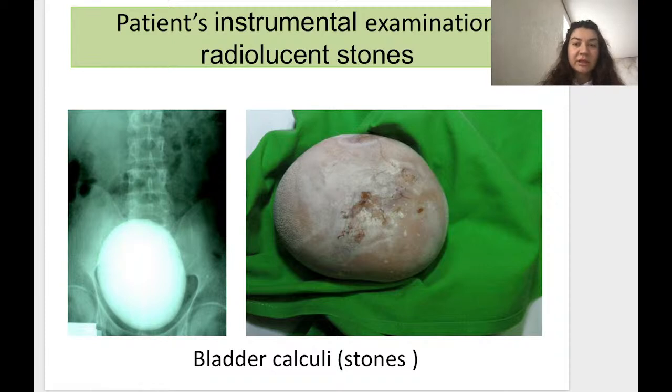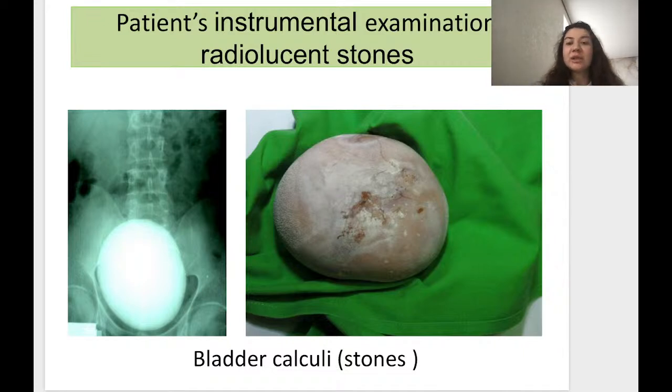And here you see an example. It is a simple X-ray without contrast with visualization of a huge stone. Not all stones are X-ray positive. Some stones we can see just on ultrasound. Some stones we can see just on X-ray.